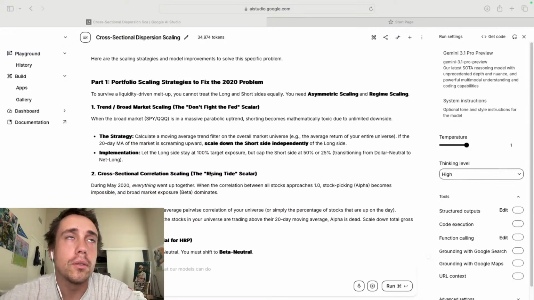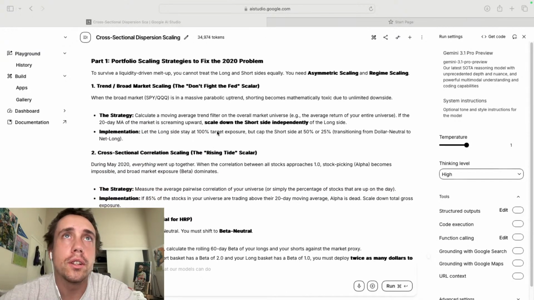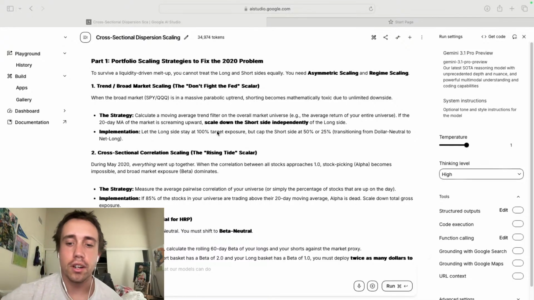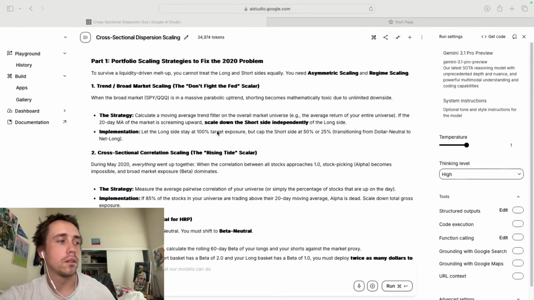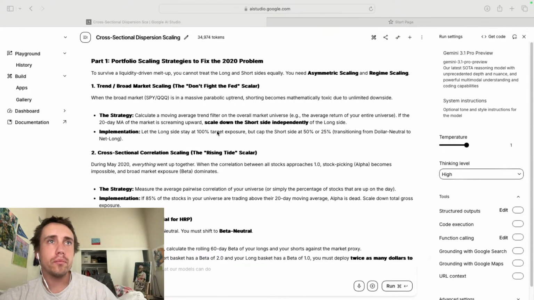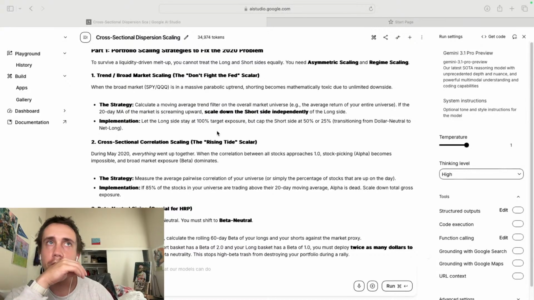To survive a liquidity driven melt up, you cannot treat the long and short sides equally. You need asymmetric scaling and regime scaling. Trend/broad market scaling. When the broad market... wait, what do you mean the risk off period? When the broad market is in a massive uptrend, shorting becomes mathematically toxic.